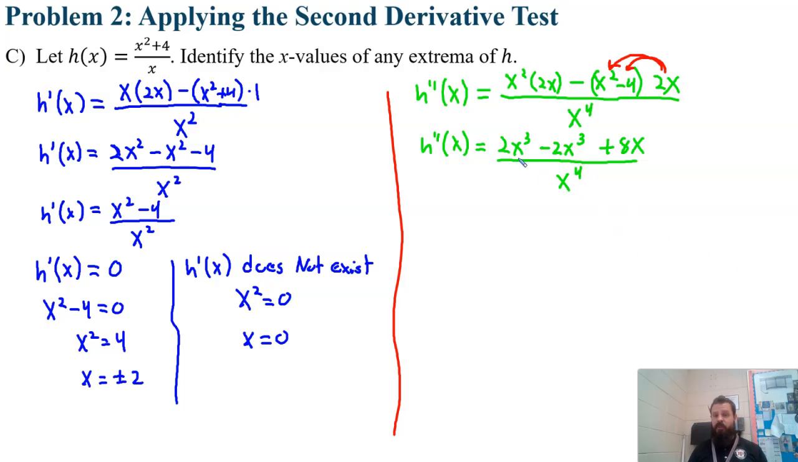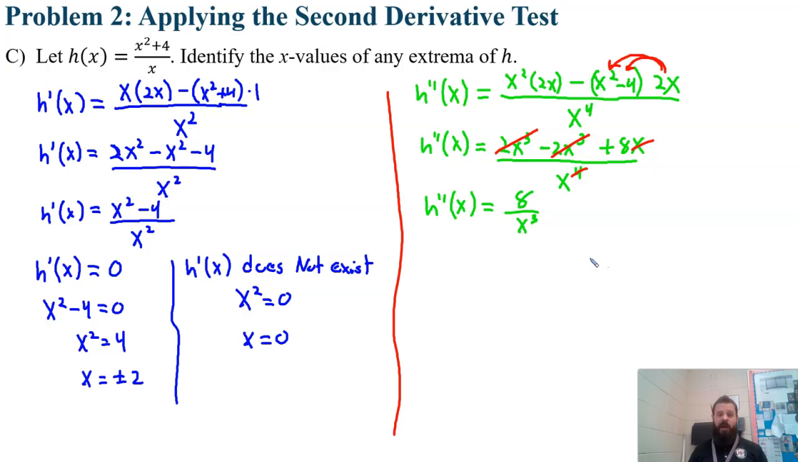All right, and this one cleans up pretty nicely. My 2x to the 3rd and minus 2x to the 3rd will cancel. And that leaves me with just an 8x on top. Well, one of those x's will go away as well. So we can reduce this down all the way to h double prime of x is equal to 8 over x to the 3rd. All right, so there's my second derivative.